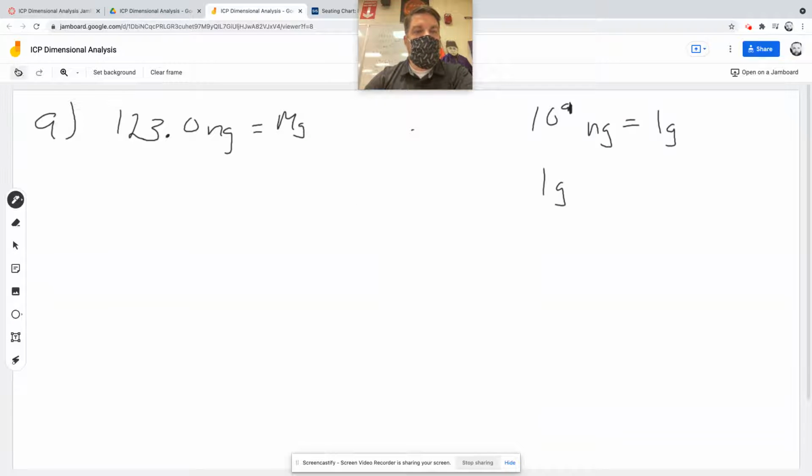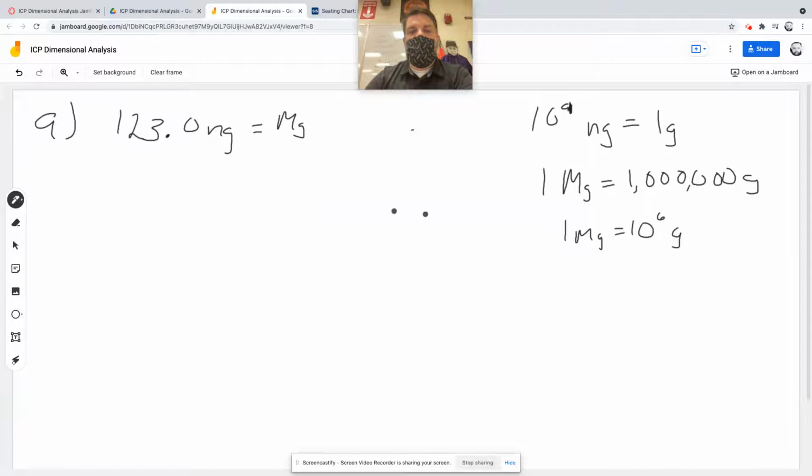Also, wait, I've got to back up. 1 megagram, does anybody remember what mega is? We talked about it the day before yesterday. What does mega mean? Million. A million, right? 1 megagram is 1,000,000 grams. Now, that's a lot of zeros. If you don't want to write all those zeros, you could just say 10 to the 6th, right?